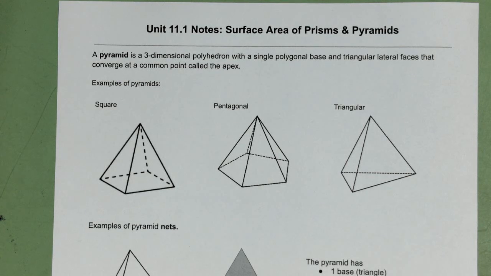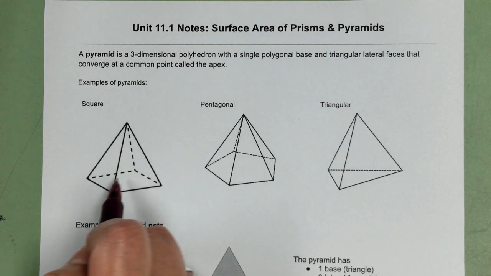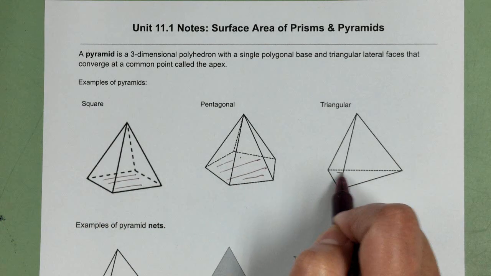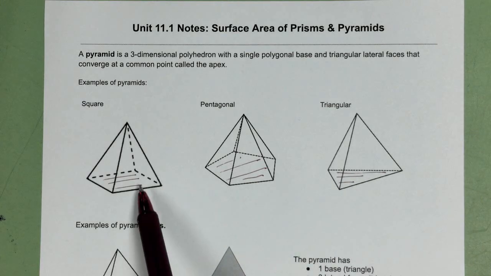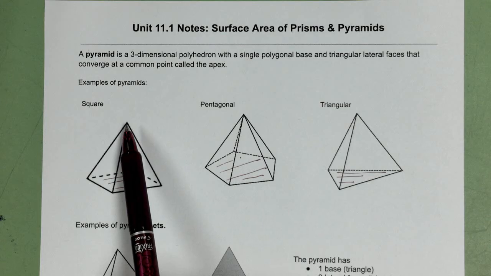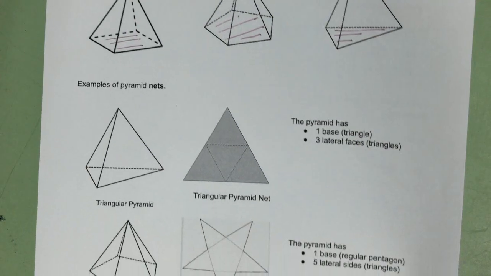Okay, now we're going to look at pyramids. We talked about pyramids last unit. The difference between a prism and a pyramid is that a pyramid has only one base. The sides are triangles and they meet at what's called the apex. Okay. Notice they have one base versus two.